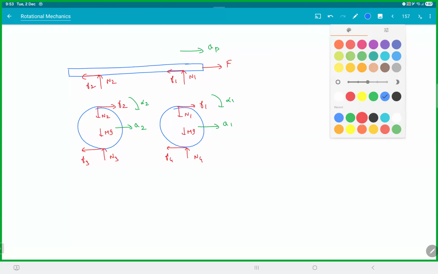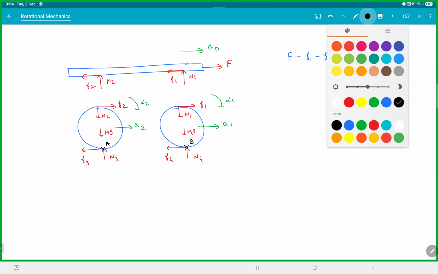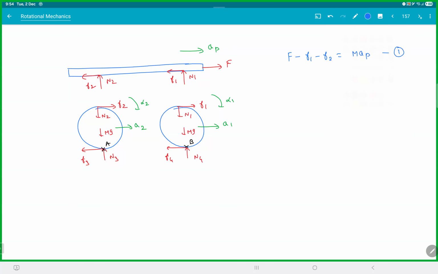So when I write the force equations, F minus F1 minus F2 is equal to mass into acceleration of the plank. Call this equation 1. Now, like I said, the bottommost point, if you're on a ground and the ground is not moving, these points are really good. So this is point A. Let's take this as point B. Now, when you take torque about A, N3, F3, mg, N2, everything goes off. Torque about A will be only F2. The distance is 2r.